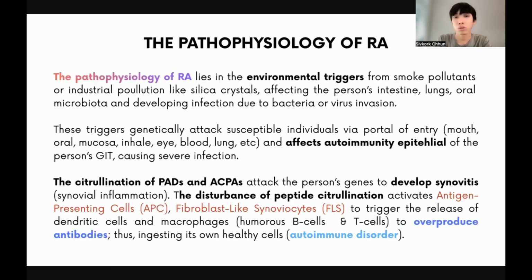So it activates these two cells, then triggers the release of dendritic cells and macrophages, like the humoral B cells and T cells of the adaptive immune system. Then when they interact between the cells in the joint area, bone area, they interact with the adaptive immune system. Then it's overproducing antibodies. And when it overproduces the antibodies, it attacks its own healthy cells. So when it attacks its own healthy cells, it means an autoimmune disorder occurs. So that's how the pathophysiology of rheumatoid arthritis develops.